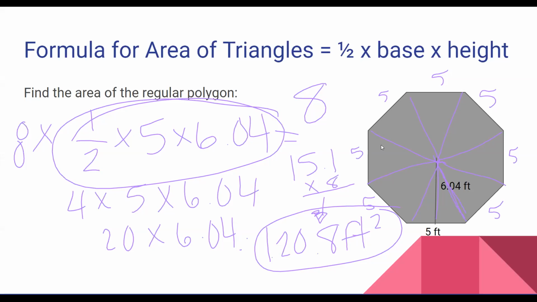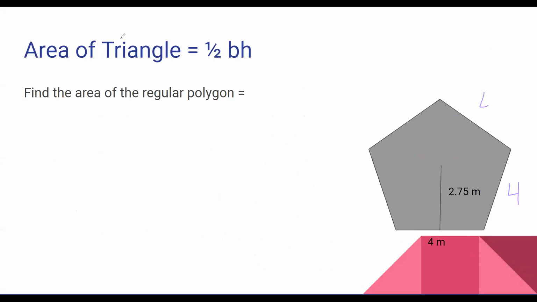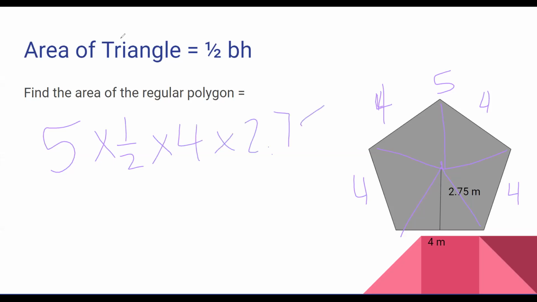The next example is a pentagon. Again, I'm going to break it into triangles. If this base right here is 4, the other ones are going to be 4 as well, and the height on the rest of them is going to be 2.75. There are 5 sides, so I'm going to have 5 triangles. So I'm going to do 5 times 1/2 times the base, which is 4, times the height, which is 2.75.